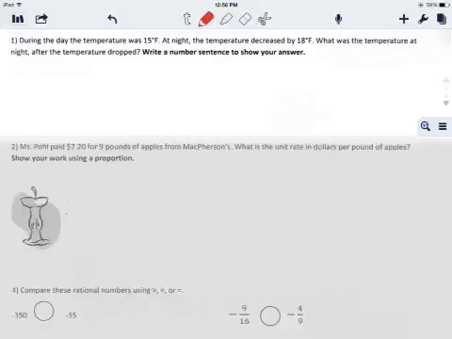Let's go over some of the problems in the winter packet. I told you that I put up some solutions at the end of the break so you could check your work. And here we are. So let's start with number one real quick.